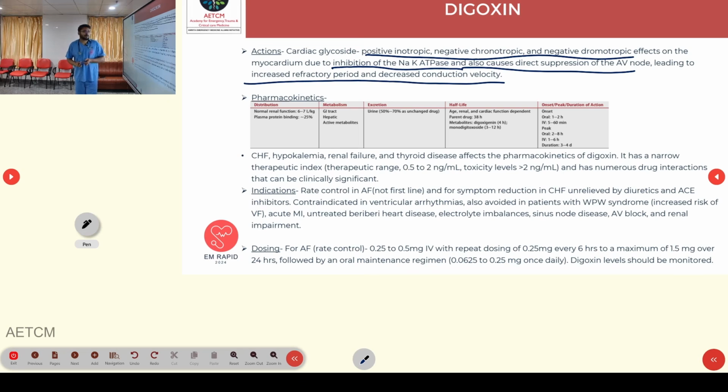Its pharmacokinetics in normal renal function: it will have a distribution of around 6 to 7 liters per kg, plasma protein binding approximately 25%, and metabolism is mainly via the GI tract and hepatic metabolism, and it's excreted via urine. Half-life depends on the age, renal and cardiac functions as well, and the parent drug takes around 38 hours, whereas its metabolites take less time. Onset orally is around 1 to 2 hours, whereas IV it takes around 5 to 60 minutes, and the peak action for oral dosing is 2 to 8 hours, whereas IV it is 1 to 6 hours, and its duration lasts around 3 to 4 days.